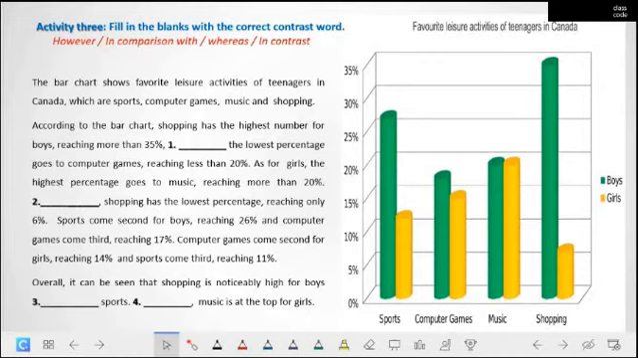Okay, we have Sayyid Lutfi. Whereas, however, in comparison with, and in contrast. Check your answer in a minute. Thank you so much.